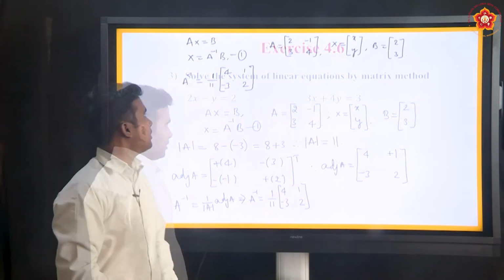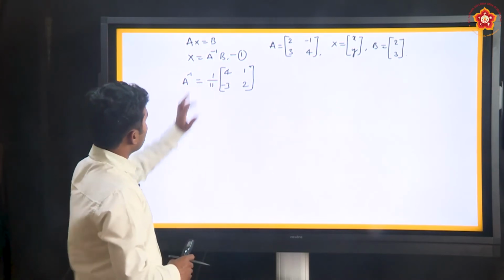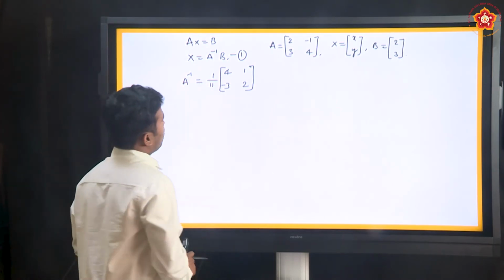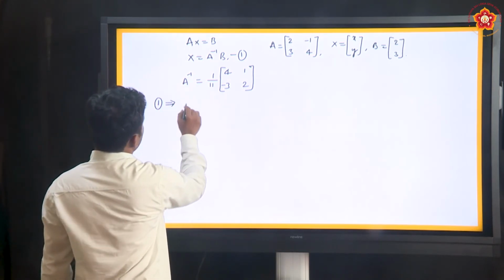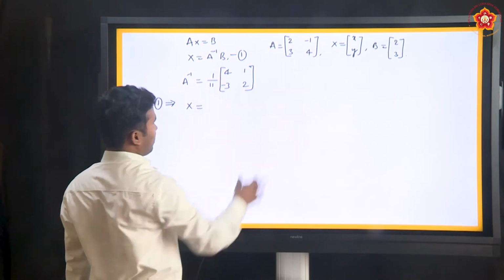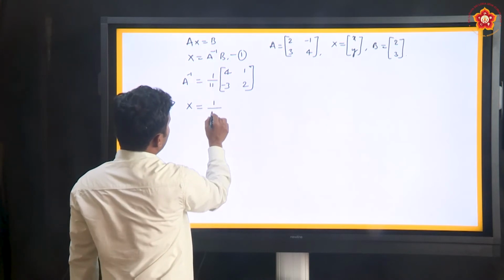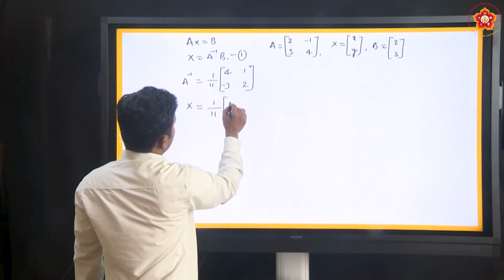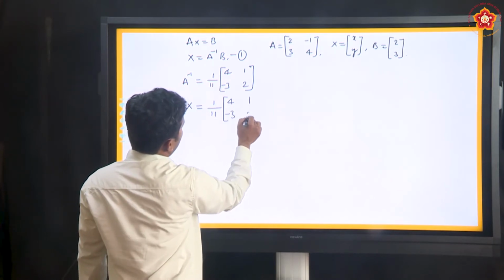Okay. Yes. So, we got the A inverse. Now, we have to find X, matrix X. See, by equation 1 it becomes, so what is X? X is a matrix. I will write down what is X just later. So, now what is A inverse? 1 by 11, 4, 1 minus 3, 2.